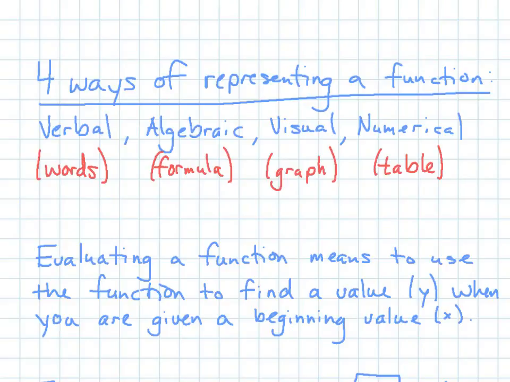Now, sometimes you'll be asked to represent a function, and there are 4 different ways of representing that. You can do it verbally, algebraically, visually, or numerically. Okay? Verbal means with words. Algebraic means writing a formula or equation. Visual means making a graph. And numerical means writing a table. Okay?